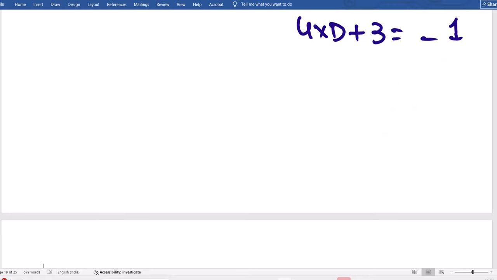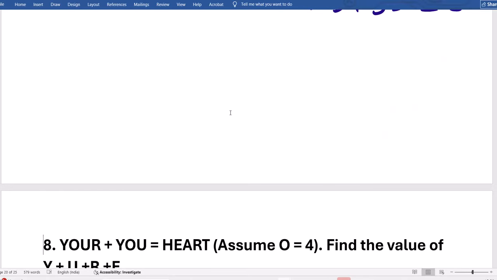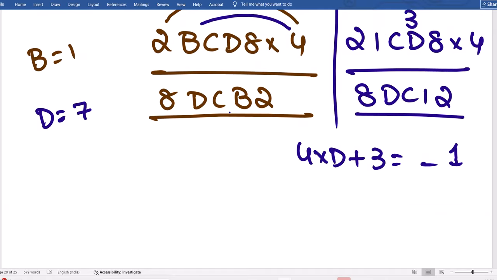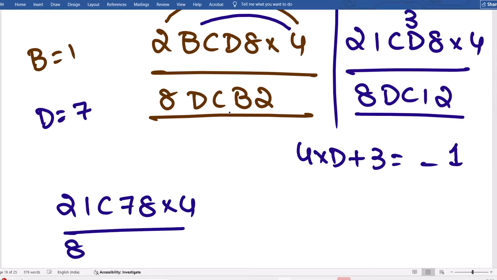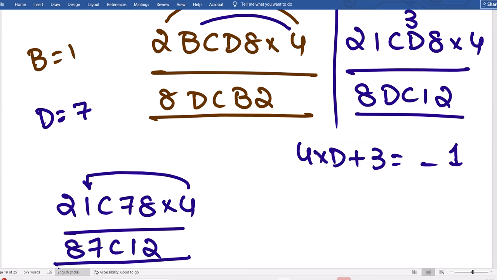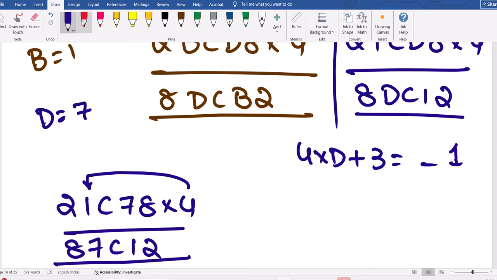So D must be 7. Once D is fixed as 7, now C must be 9. Why, sir? What is 4 into 1? 4. Here they given 7, means 3 carry required. 4 multiplying by something generating 3 carry. 8 is already gone. 7 also gone. Only possibility 9. C must be 9.